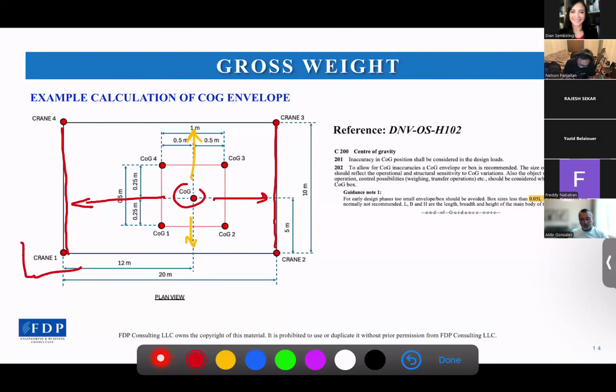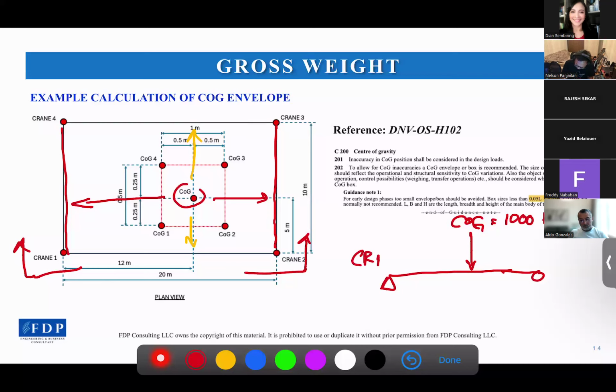If we look from the side, then we can simplify the system to become like this. This is the COG setting, which is 1000 kilonewtons. And then this is cranes 1 plus 4, and this is cranes 2 plus 3. The dimensions will be 12 meters and then here is 8 meters.